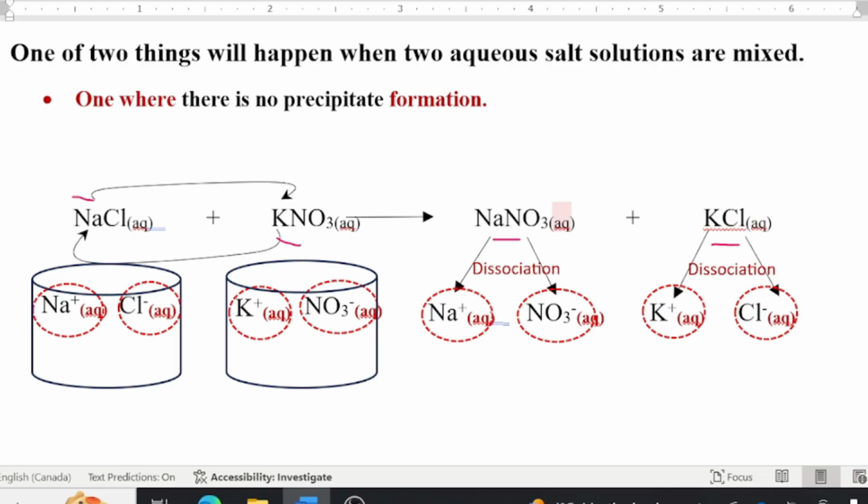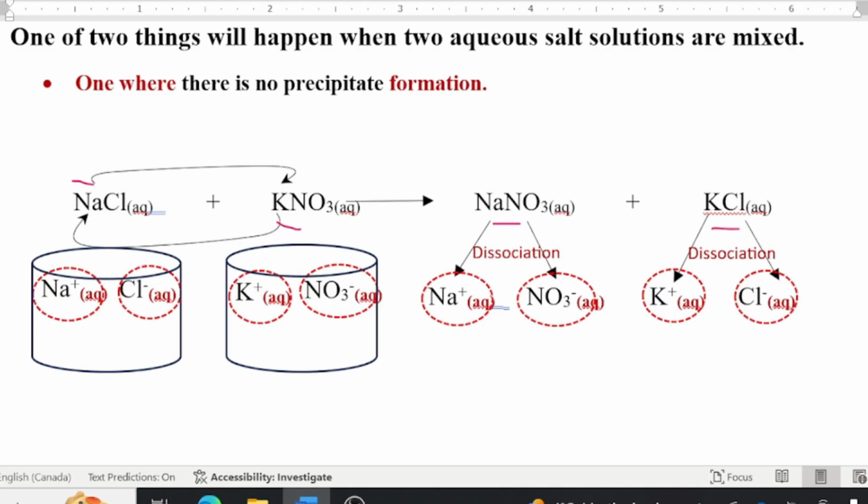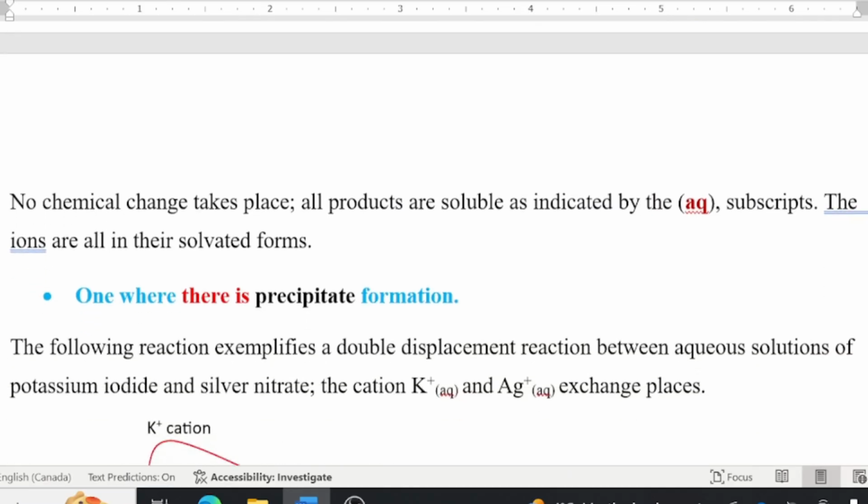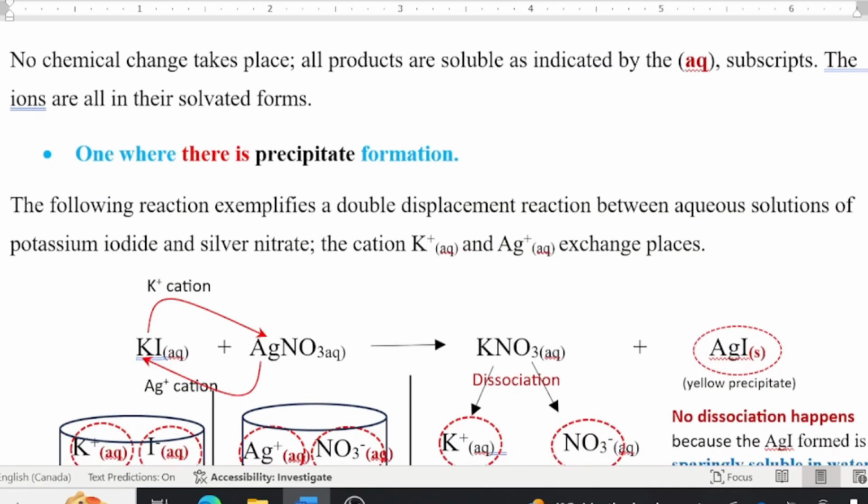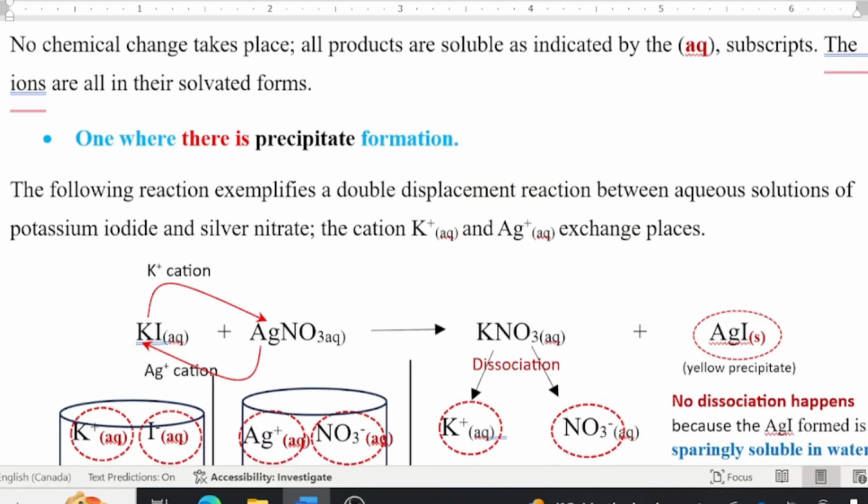When the products are both soluble in water, no precipitate forms, and therefore you won't see a reaction. So we would say that this represents a double displacement reaction because we did not get any chemical change here. Now if you look here, one where there is a precipitate being formed.